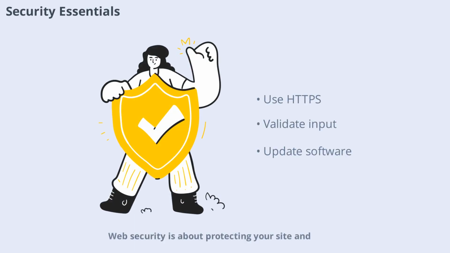Web security is about protecting your site and users from threats like hacking and data breaches. Basic security measures include using HTTPS, validating user input, and keeping software up to date. Prioritizing security helps build trust and keeps your site safe. Let's cover some essential security practices for web development.